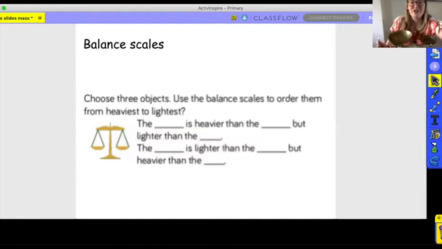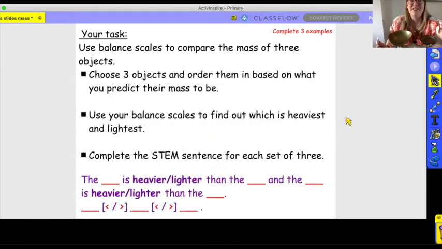Okay, so your challenge, using your balance scales, is to compare the mass of 3 objects. I'm going to do another example with you now using my homemade balance scales so you can see how this works. You will need an adult to help you hold the scales.